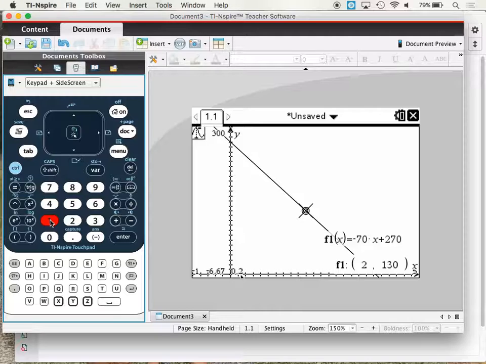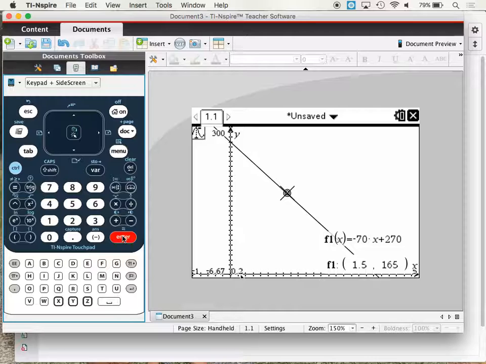Well, I wanted 1.5 hours. So if I type in 1.5, you see how in the middle it says x equals 1.5? The calculator is saying, oh, you want the y value when x is 1.5. Press enter. It moves the point to where it belongs, and at 1.5, the distance was 165 miles. So that's how we can use trace.